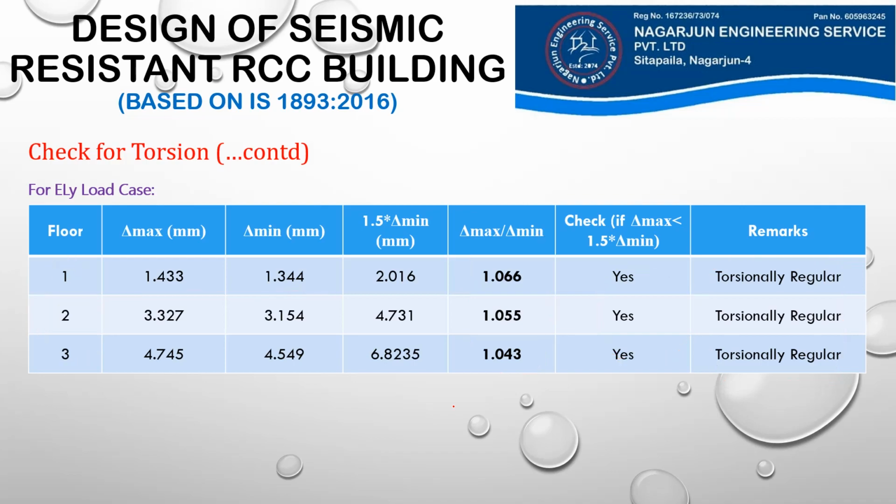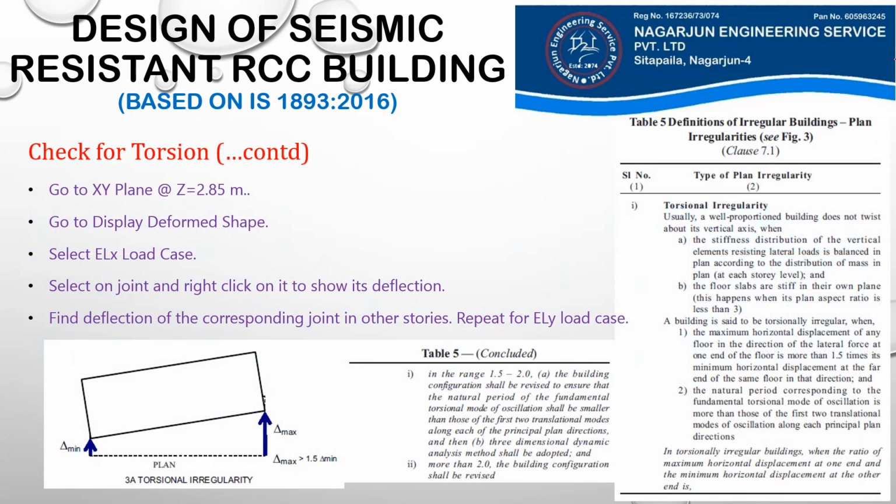So what do we do here? Let me go to my previous slide. In this table 5, after the condition for irregularity, what does this code say? Let's look here. In torsionally irregular buildings, when the ratio of maximum horizontal displacement at one end and the minimum horizontal displacement on the other end, first, it says that the ratio of these two horizontal displacements should not be greater than 1.5. But what happens if the ratio is more? There are two conditions. This is the continuation of table number 5 clause 1.